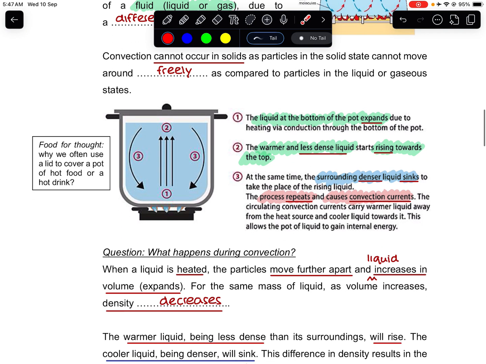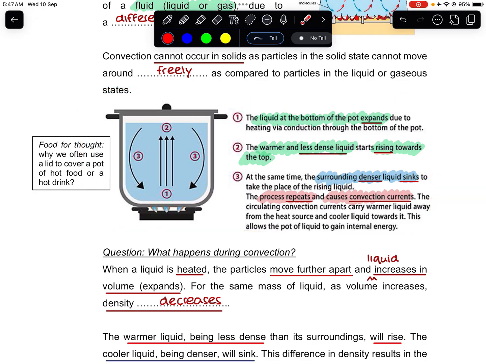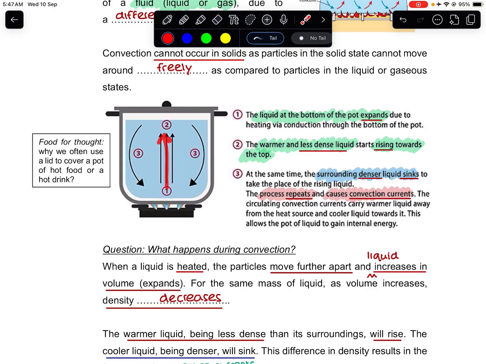Now let's take a look at this diagram over here, where I've already highlighted it in three different colors, and the three different colors represent the three different steps that we'll be using. First off, the one in green will be the first part where we talk about heating. Heating happens at the bottom of the pot, and we expect the liquid to gain energy. There are three key things that we'll be looking at. The liquid will expand, become less dense, and therefore start to rise. So this is step one, where the liquid, which is warmer, will expand, become less dense, and start to rise.